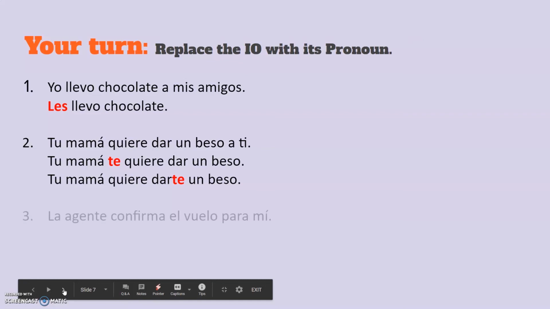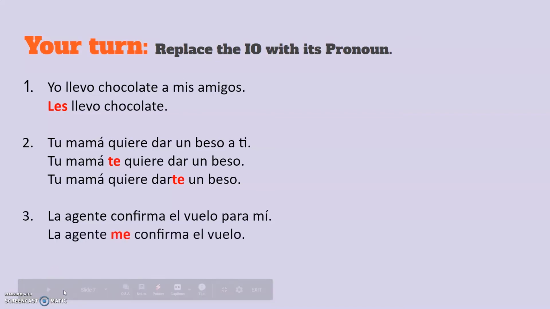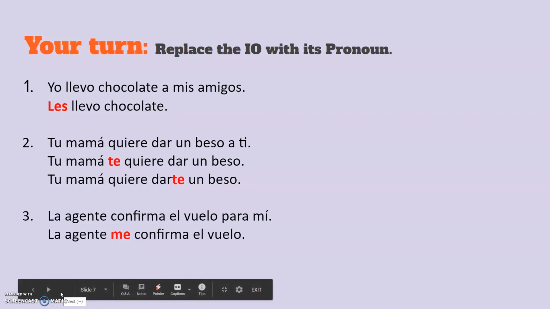And number 3. La agente confirma el vuelo para mí. Go ahead, pause. This is the answer. La agente me confirma el vuelo. Muy bien.